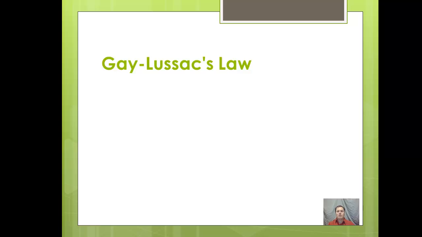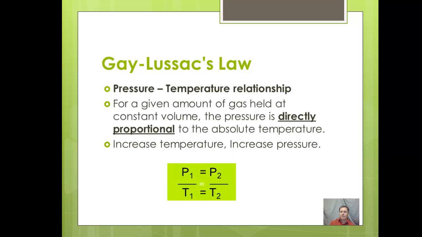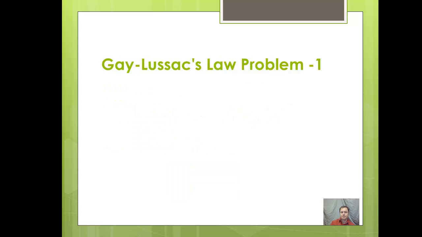Our final law today is Gay-Lussac's law. Gay-Lussac's law is a relationship between pressure and temperature where we're keeping the volume constant. It says, for a given amount of gas held at a constant volume, the pressure is directly proportional to the absolute temperature. So once again, we're doing temperature in Kelvin, and it's a direct relationship. One increases, the other increases. One decreases, the other decreases. The formula is similar to Charles' law, but instead of dealing with volume, we're dealing with pressure. So P1 over T1 equals P2 over T2.